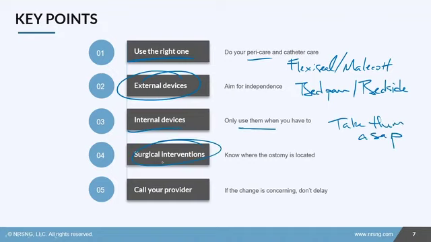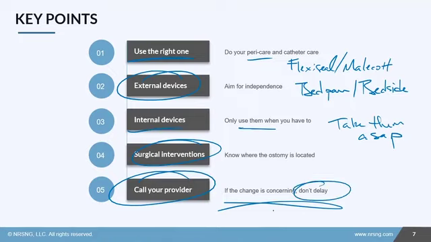Surgical interventions really are a last resort, but sometimes they're necessary. So just make sure you know where the ostomy is, what kind of output you're expecting, and then let your doctor or the provider know if you have any sort of concerns. If the change is concerning, don't delay in getting in touch with them.